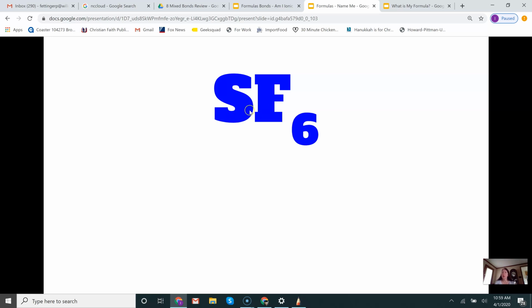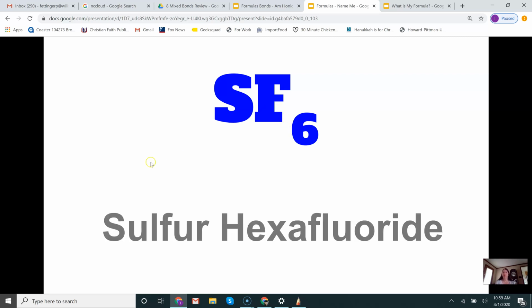Well, 1 is usually mono, but we never use mono on that first element. So we're just going to call this sulfur. Here, we know that the prefix for 6 is hexa, and we have to change that ending. So instead of hexafluorine, it'd be hexafluoride. So sulfur hexafluoride. All right?